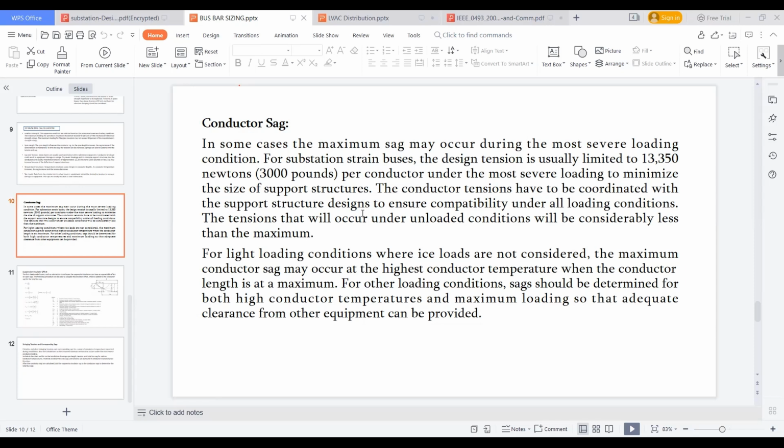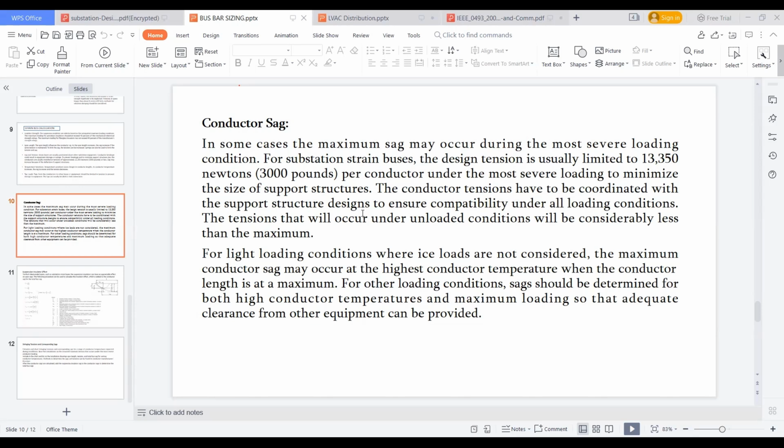The conductor tensions have to be coordinated with the support structure designs to ensure compatibility under all loading conditions. The tensions that will occur under unloaded conditions will be considerably less than the maximum generally. If I am talking about light load conditions, where ice load is not there, like tropical equator regions, the maximum conductor sag may occur due to the conductor temperature itself, where the conductor length is the maximum.